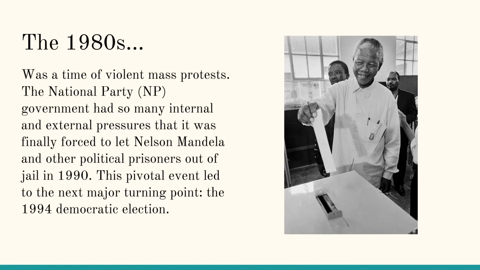The 1980s was a time of violent mass protests. The National Party government had so many internal and external pressures that it was finally forced to let Nelson Mandela and other political prisoners out of jail in 1990. This pivotal event led to the next major turning point, the 1994 democratic election.